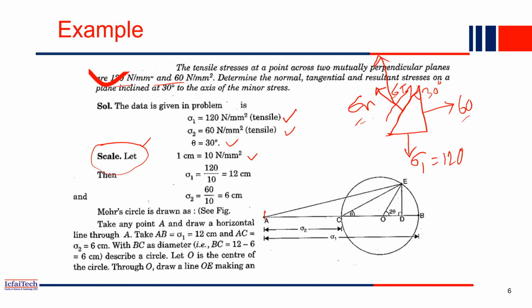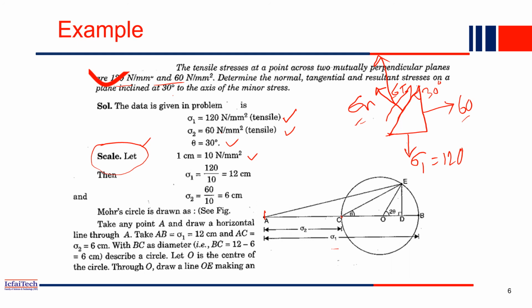So from A, first we draw a line up to B, 12 centimeters from the scale, the line AB. Next is sigma 2. Its value is 60 and our scale is 10, so 60 by 10 gives 6 centimeters. From here again you draw 6 centimeters to get point C. So sigma 1 is the entire length, 12 centimeters, and sigma 2 is 6 centimeters, AC.